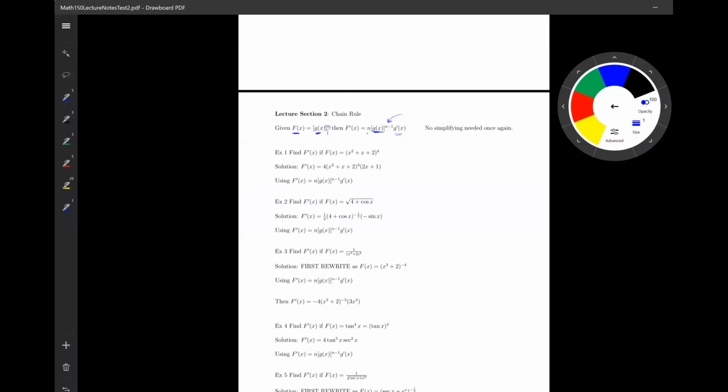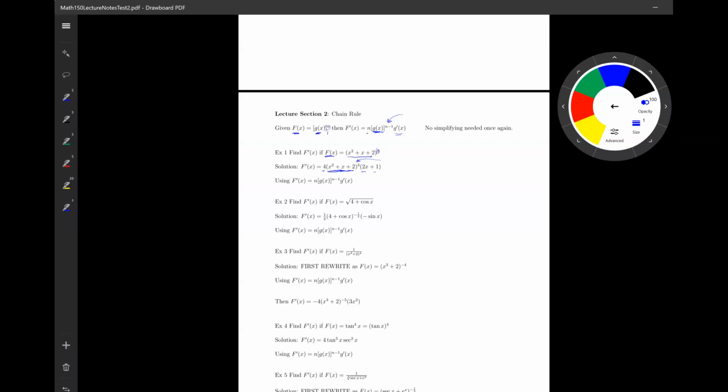So here we go. So here is our capital F that we're taking the derivative of. So I bring the 4 down in front, I carry the inside function along, I do nothing to it, I subtract 1 from the exponent, and then I'm going to multiply by the derivative of this inside function. So the derivative of x squared is 2x. The derivative of x is 1. And that's it.